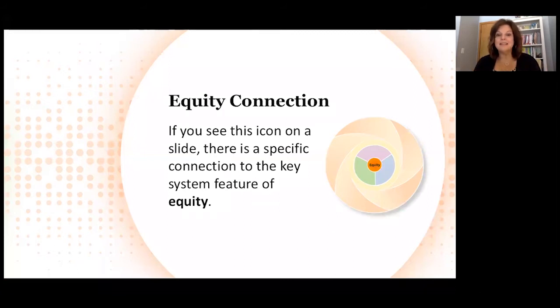Equity is at the center, as you know, of the multi-level system of supports framework, and you're going to hear equity embedded throughout this session. So watch for the symbol on those slides that really highlight equity, but it is embedded throughout the whole session.